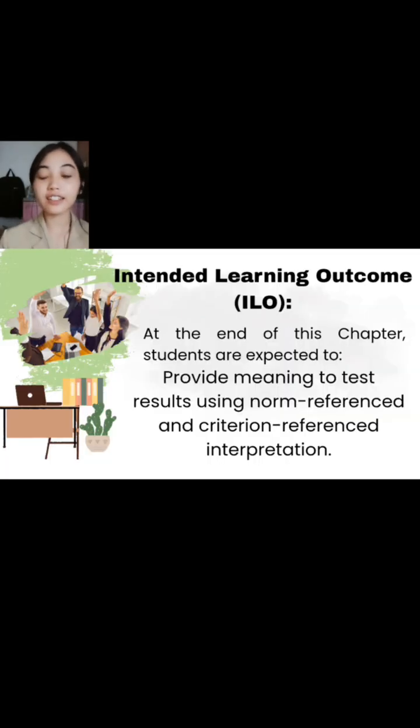Here are the intended learning outcomes as we continue in our topic. At the end of this chapter, students are expected to provide meaning to test results using norm reference and criterion reference interpretation. So now, let's proceed to the types of test scores.